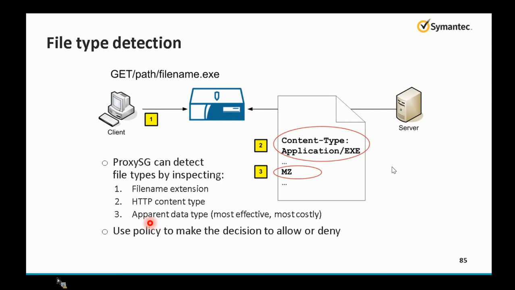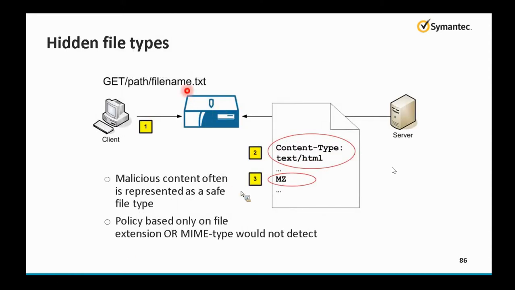And lastly, also coming from the response, the proxy can take a look at the apparent data type. Okay, it is noted here that it is the most effective and the most costly. We will see why later on, and why this is effective. Nowadays, users who craft or weaponize the files that will be sent to the user typically change the file extension or the content type to a seemingly clean file type such as text or HTML, because most network security devices will not examine those types of files. That is why file name, file extension, or content type is not a very effective method of detection.